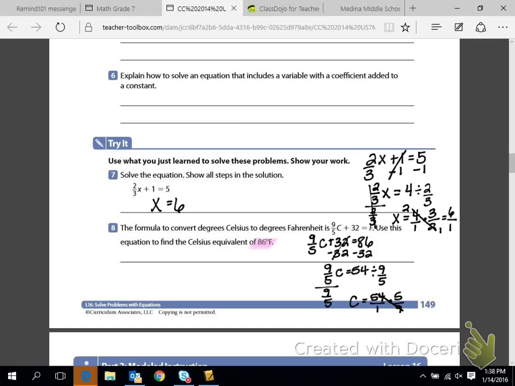54 and 9 are both divisible by 9, and 54 divided by 9 leaves you with 6. 9 divided by 9 leaves you with 1. So now you have 6 times 5, which is 30, and 1 times 1, which is 1. So we're saying that 86 degrees Fahrenheit is 30 degrees Celsius.